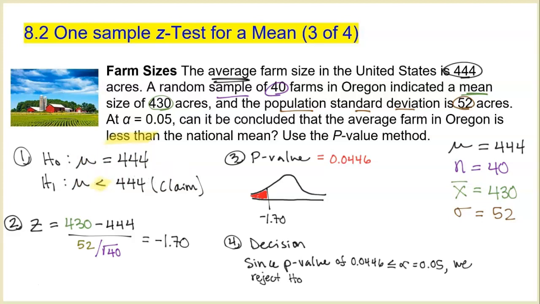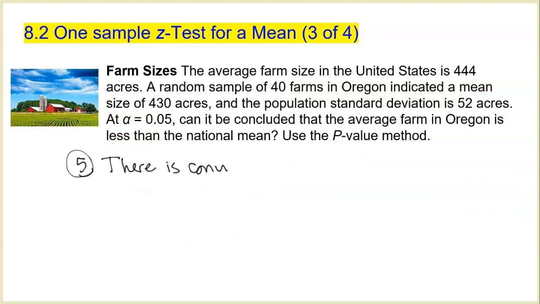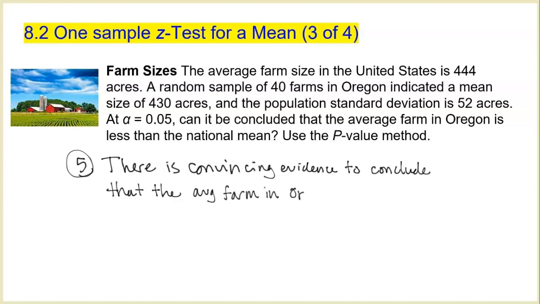Since we are rejecting that value, we look at, can it be concluded that the average farmer in Oregon is less than the national mean? Yes, it can be, because we're rejecting this, that there's no difference. So when we do our summary, there is convincing evidence to support the claim that the average farmer in Oregon is less than the national mean, which is 444 acres.